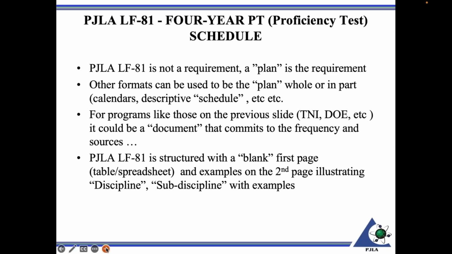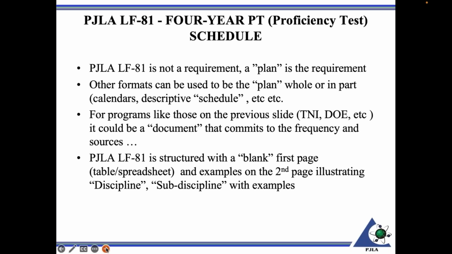If you've got some other document, you could have a verbal description of what your PT program is, and if it addresses all the requirements that we would be looking at, as we've discussed in the last few slides, that'd be perfectly fine too. But we did have folks who said, "Oh, please give us a document. Oh, please, if we fill that out, is that okay?" And we said, okay. So just to stress, the PJLA LF81 is not a requirement. What's required is a plan.